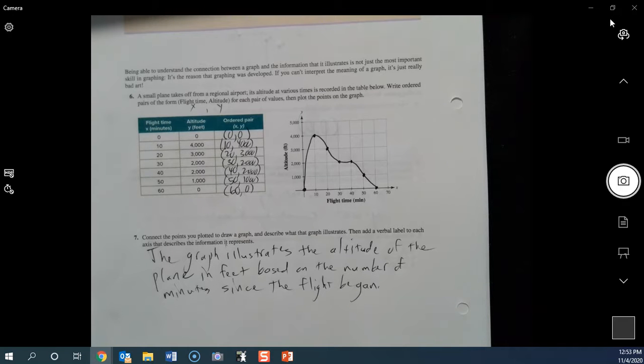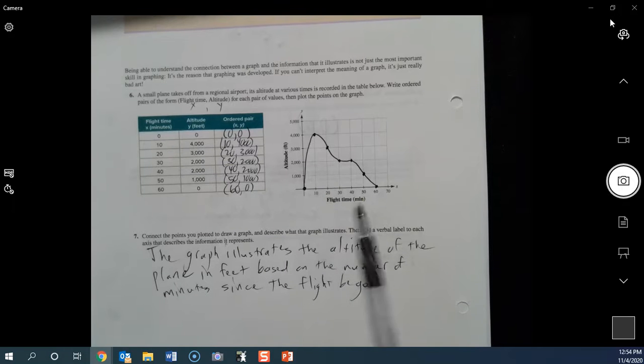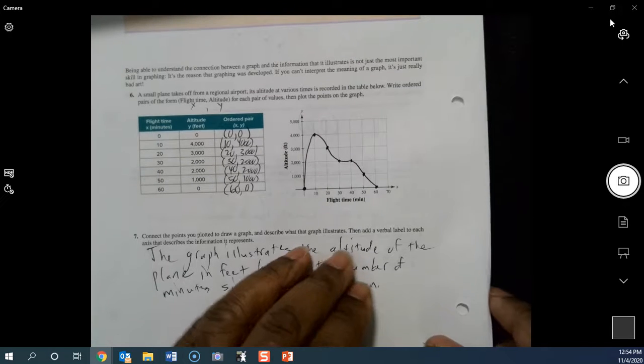Okay, now it asks us here, it says then add a verbal label to each axis that describes the information it represents. It actually already has that with the flight time and the altitude. We actually have that already. So we're actually done with that. Now, we need to move on to the next page.